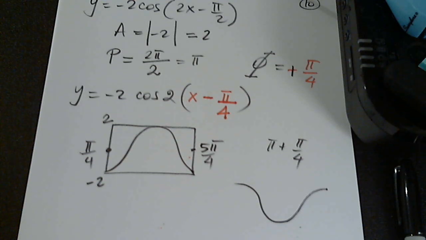I don't need to see anything unless I want to see more than one complete period. I want pi over 4. That's the beginning. I want 5 pi over 4, divided by 4. I want the tick to be maybe pi over 4. That's okay, I guess. We'll see.